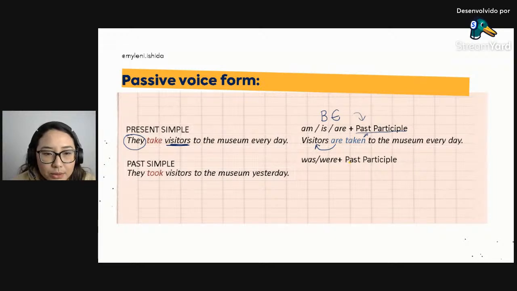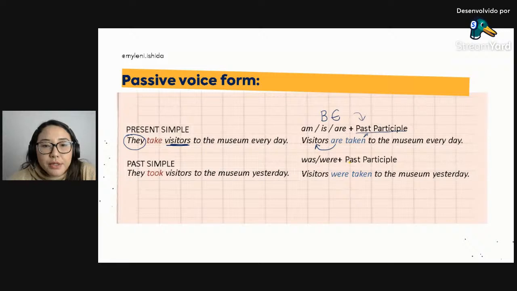Okay, let's see who wants to guess the answer here. The tip that I can give to you is you have to start with visitors, just like we did in the first example. Okay? So we are going to say like this. Visitors were taken to the museum yesterday.